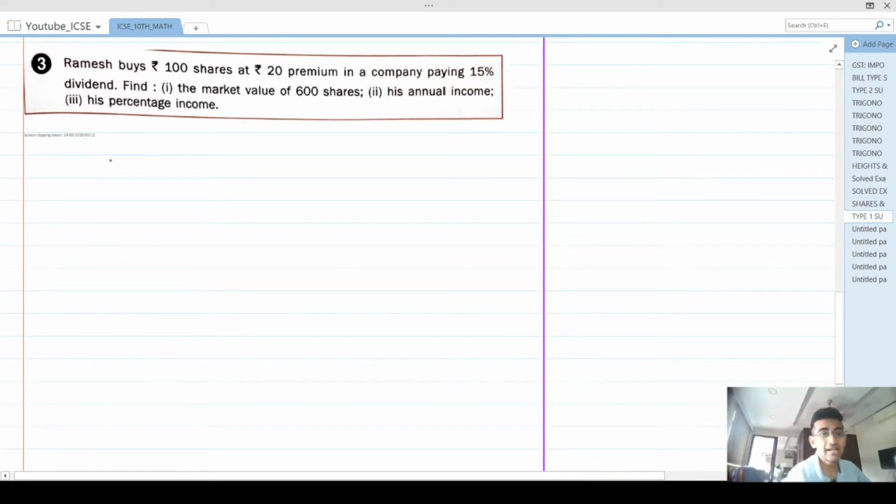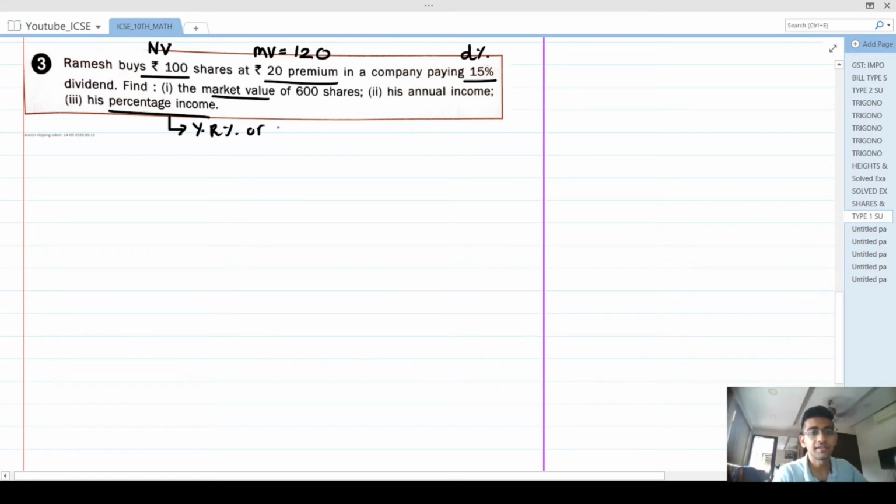Ramesh buys 100 shares, rupees 100 shares. So when they say this, it's the nominal value at a 20% premium. So MV will be 100 plus 20, that's 120. In a company paying 15% dividend, this is your dividend rate. Find MV, that we'll do normally only, his annual income and percentage income. Percentage income is nothing but your yield rate or profit percent.